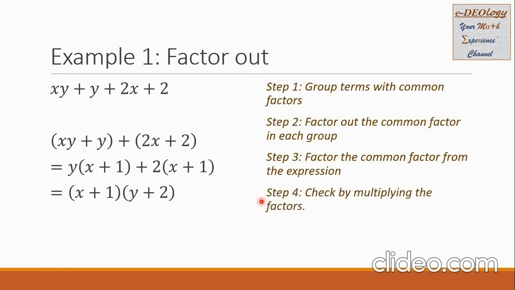In step 4, let us multiply the factors to check if our answer, or if the factors, are correct. So x multiplied by y, I will get xy. x times 2, I will have 2x. And then 1 times y, will get back y. And 1 times 2 is 2. So these factors are the correct answer.